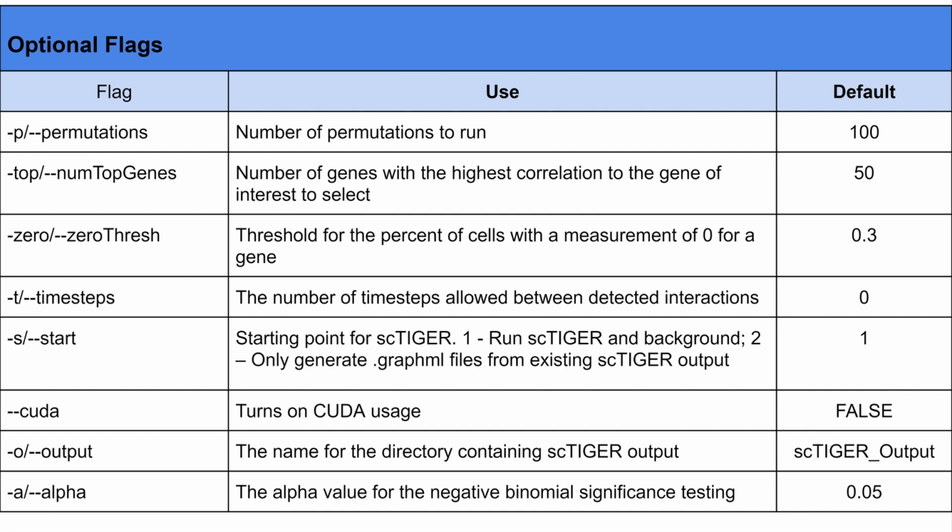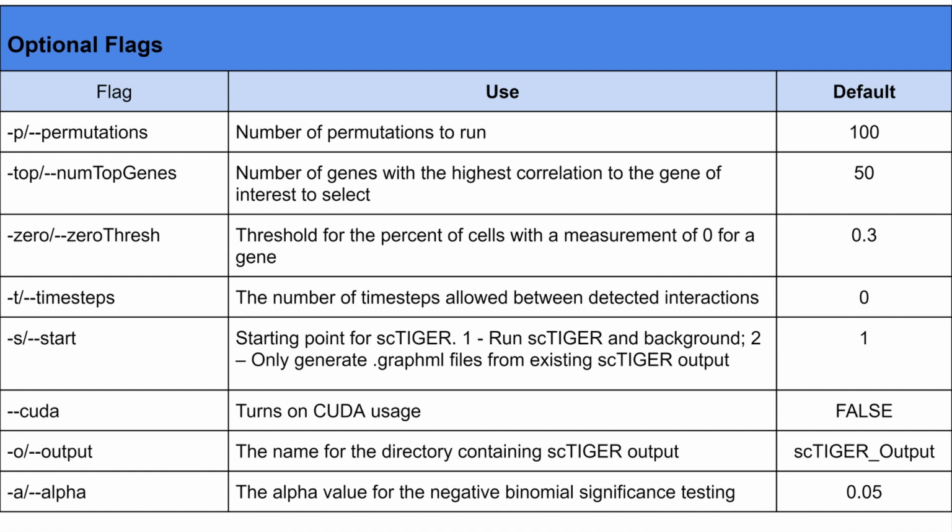We allow you to change the starting point for scTIGER, though most of the time you will use the default, 1. The default of 1 runs scTIGER and also provides you all of those GraphML files. If you change the start to 2, it will only generate the GraphML files from an existing scTIGER output. So if you want to change something like the alpha value and decrease or increase the number of gene pairs that come out of scTIGER as significant, you could do that by changing the alpha value and then changing the start value to 2 so it will run much quicker.